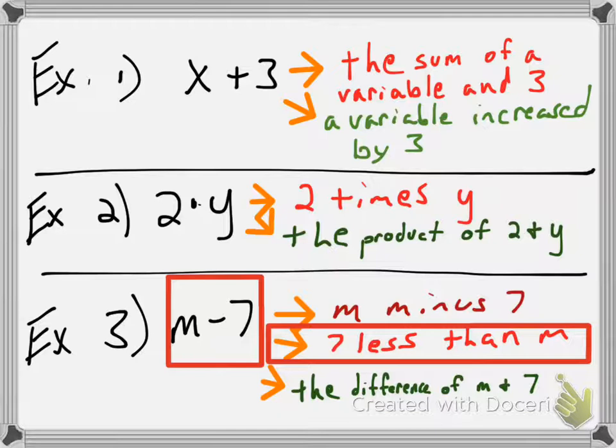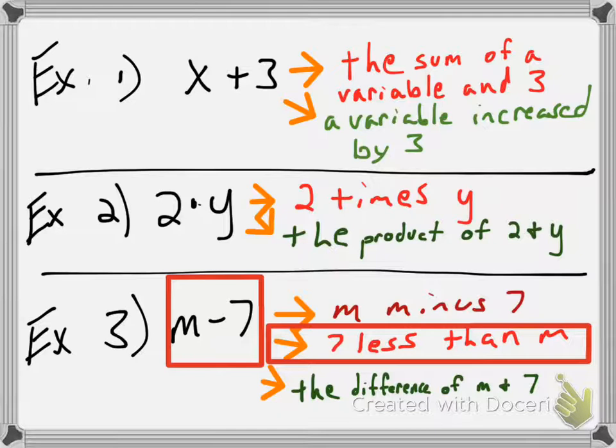Now example 2 is multiplying. 2 times y. You see how I used the variable y instead of saying a variable is multiplied by 2 or 2 times a variable. You can just use y. That's fine, unless it's otherwise expressed. Now 2 times y also can be written as the product of 2 and y.